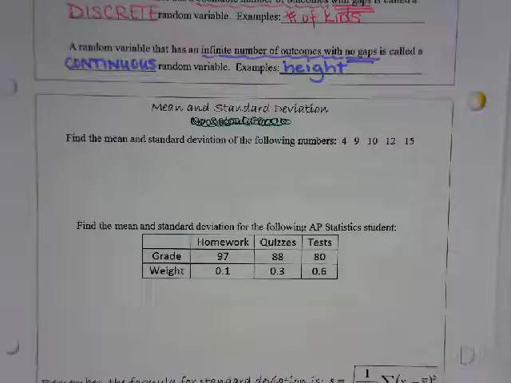Just instead of thinking about it as mean and standard deviation, if I said, Molly, you've gotten 97 out of 100 on your homework, and homework has a weight. Quizzes, you got 88 out of 100, and it's probably 3. And tests, we got 80 out of 100. What's the grade?